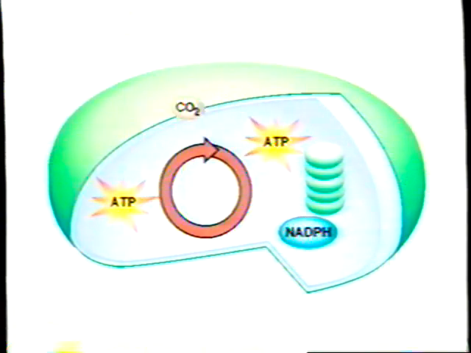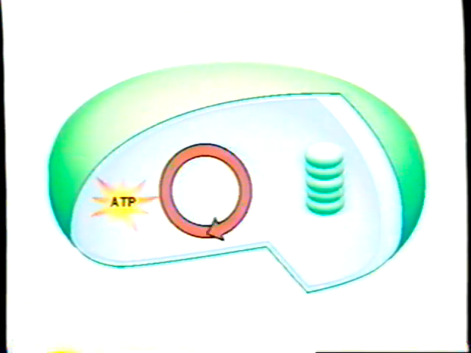Thylakoids contain photosynthetic pigments such as chlorophyll that capture the energy in sunlight. Once harvested, this energy is used to produce ATP and NADPH. Energy from ATP and NADPH is used by enzymes in the stroma to incorporate atmospheric carbon dioxide into organic molecules.